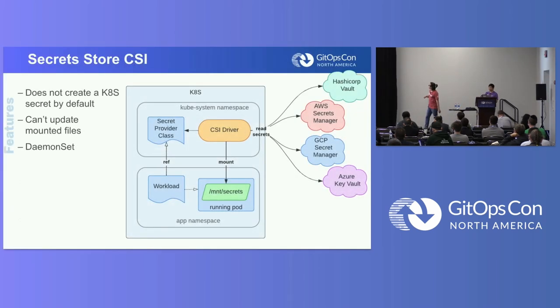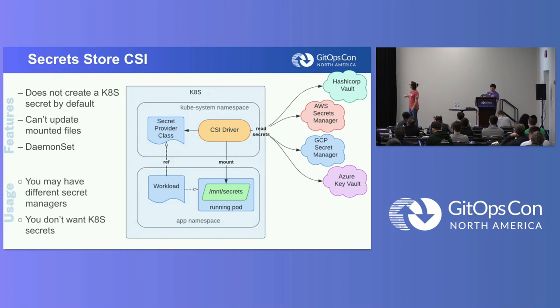Okay, Secrets Store CSI. I forgot what CSI stands for. It's Container Storage Interface, right? That's right. So it's a special type of driver. It runs on pod creation. When your pod is created, this driver mounts files into your pod, and optionally can create a Kubernetes secret. But it's a storage driver, so it only works with storage.